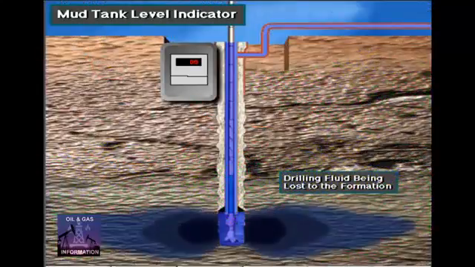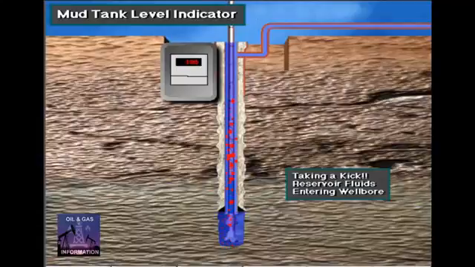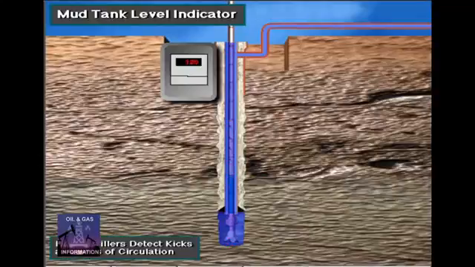If the level of mud in the tanks falls, and no one has removed mud from the tanks, then it is likely that mud is being lost to a downhole formation. If the level of mud in the tanks rises, and no one has added mud to the system, then it's likely that formation fluids are flowing into the well. Thus, a mud tank level indicator is another tool to help the driller detect kicks and loss of circulation.